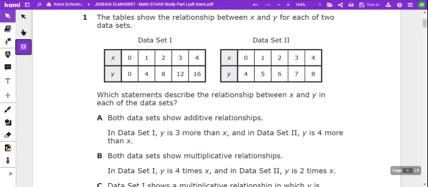This is Ms. Elmhorst with the help video for the Math STAAR study session. We're going to do the Edpuzzle. As you go through it, we're going to be checking to see what is the process that we have worked on in sixth grade.